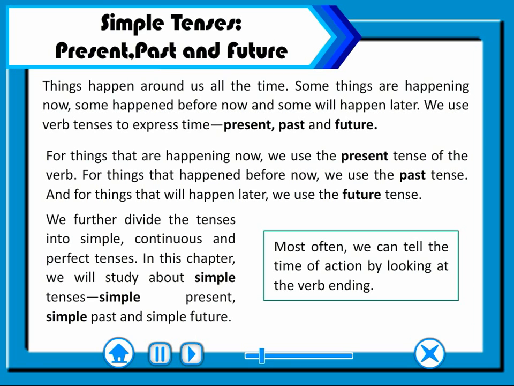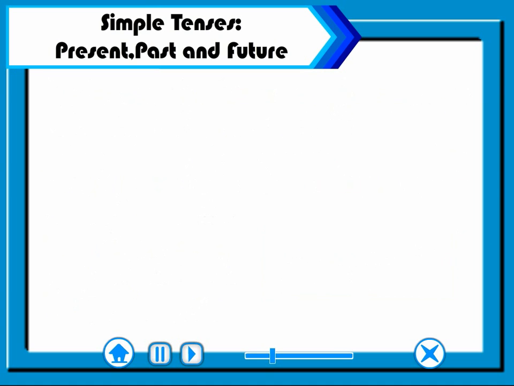For things that are happening now, we use the present tense of the verb. For things that happened before now, we use the past tense. And for things that will happen later, we use the future tense. We further divide the tenses into simple, continuous and perfect tenses. In this chapter, we will study simple tenses: simple present, simple past and simple future.